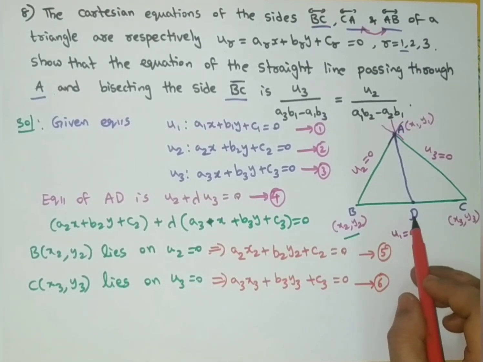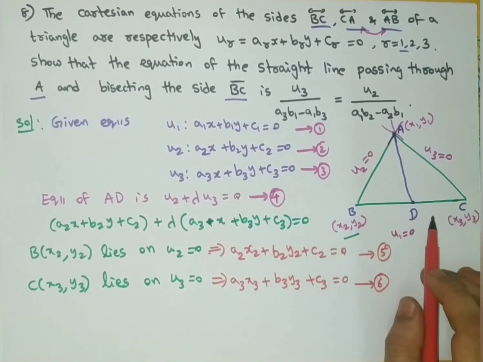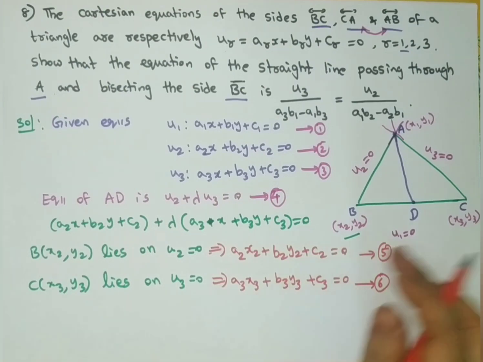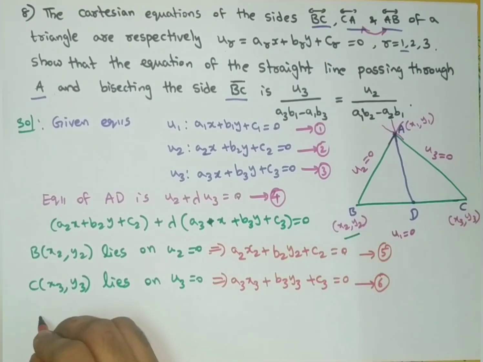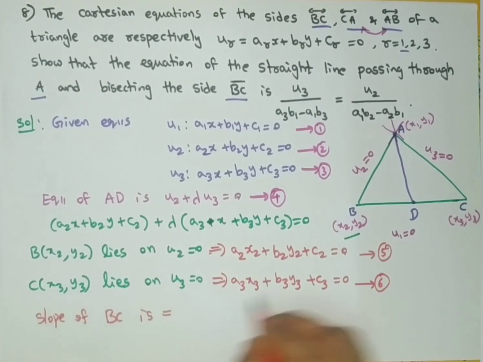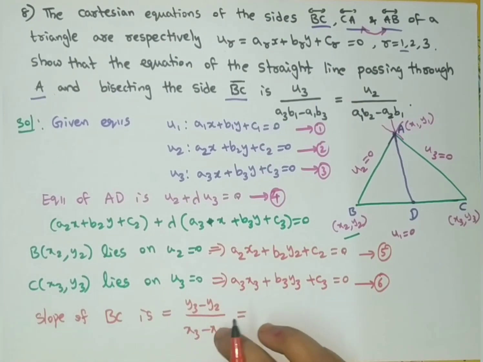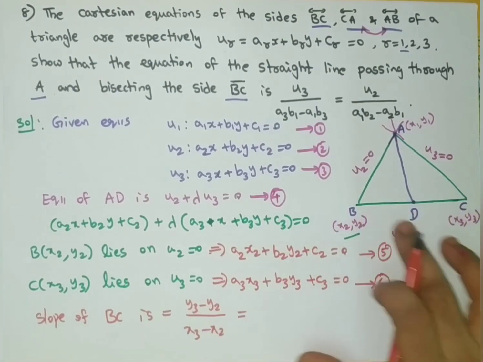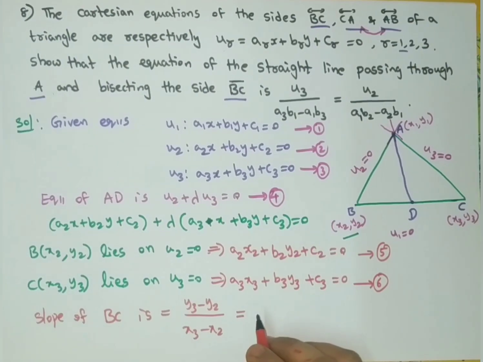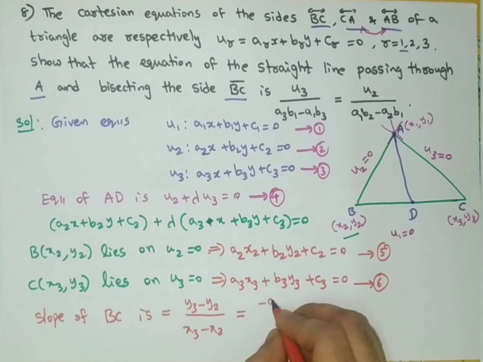Now, D is the midpoint of BC. Before that, the slope of BC. What is the slope of BC? Slope of BC is (y3 - y2)/(x3 - x2). And BC indicates the u1 = 0 line equation, so its slope is -a1/b1. These two are the same.